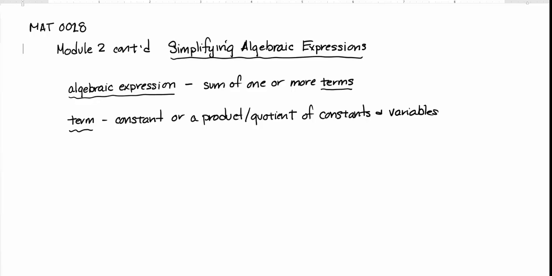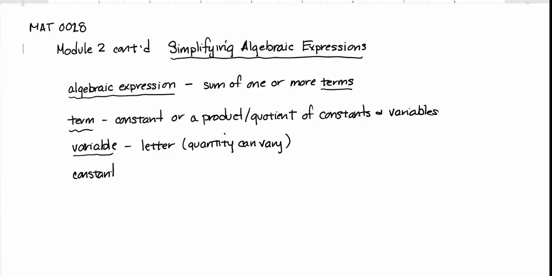Okay, remember we talked about a variable. It's basically a letter. We represent those with letters because the quantity can vary. And then finally, our constant is simply a number, right? It's a fixed number. Okay, so an example of a term, you might say 7y, negative 2ab, right? These are all terms.